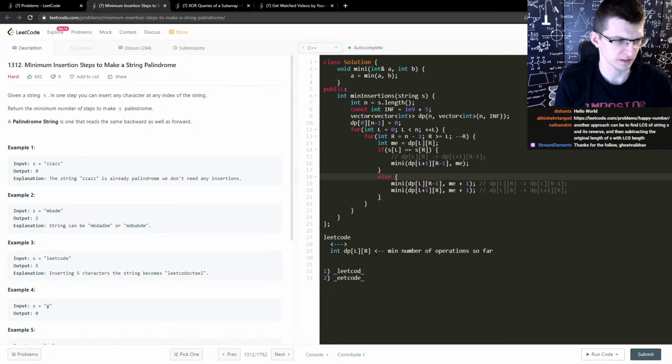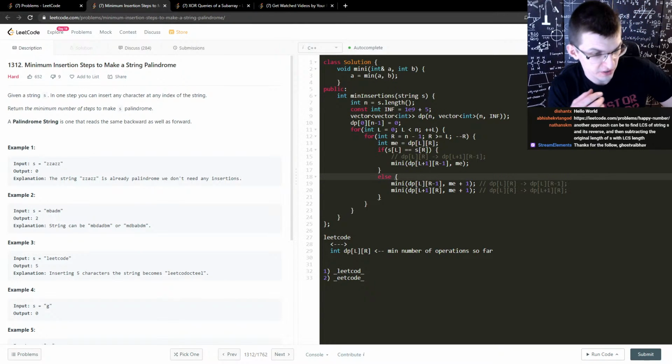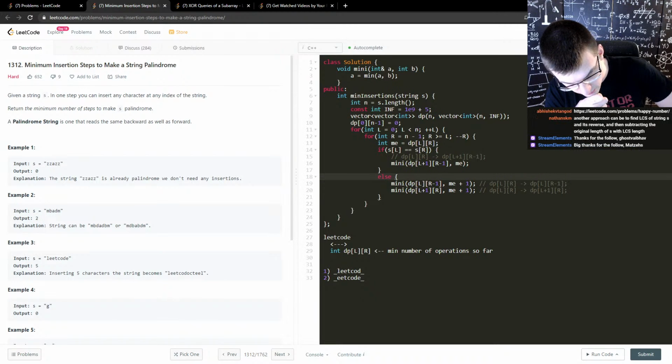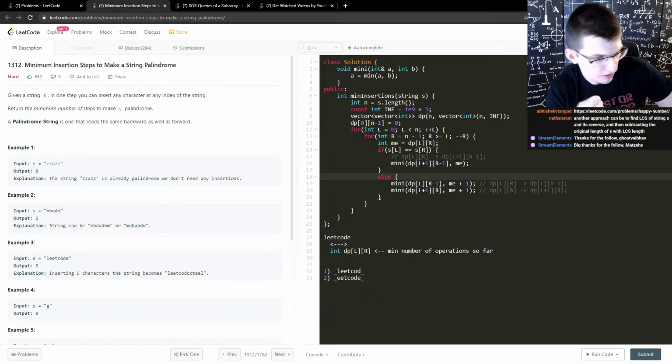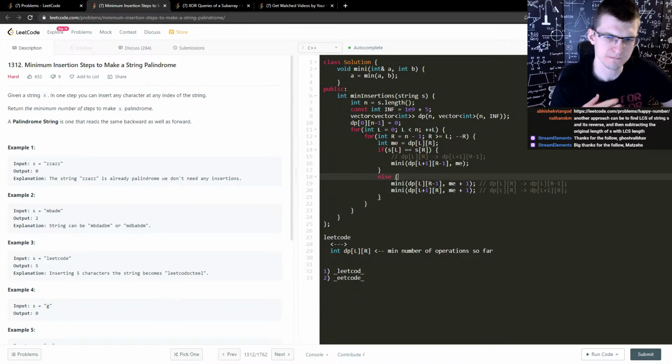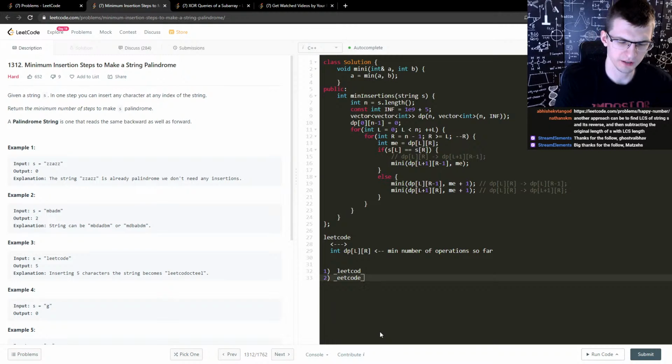Find LCS of the string and its reverse, then subtract the LCS length from the original length of S. Alright, but that's harder, right? And not much harder: finding LCS of a string and its reverse. So you again try to match stuff. Won't there be any issues?